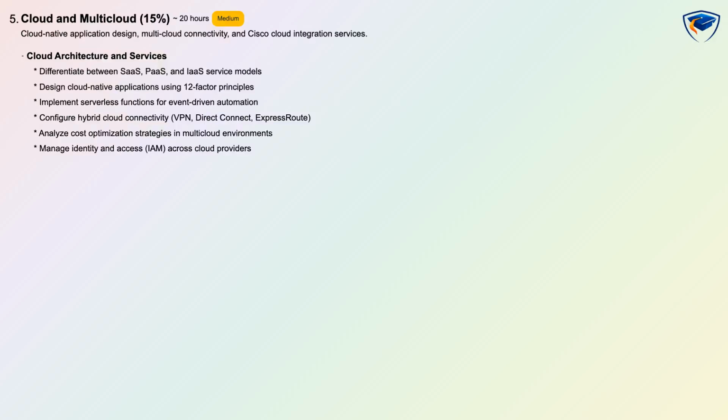The cloud and multi-cloud domain focuses on cloud-native application design, multi-cloud connectivity, and Cisco Cloud Integration Services. You will learn to differentiate between SaaS, PaaS, and IaaS service models, design cloud-native applications using 12-factor principles, and implement serverless functions for event-driven automation. Additionally, you'll learn to configure hybrid cloud connectivity and analyze cost optimization strategies in multi-cloud environments.